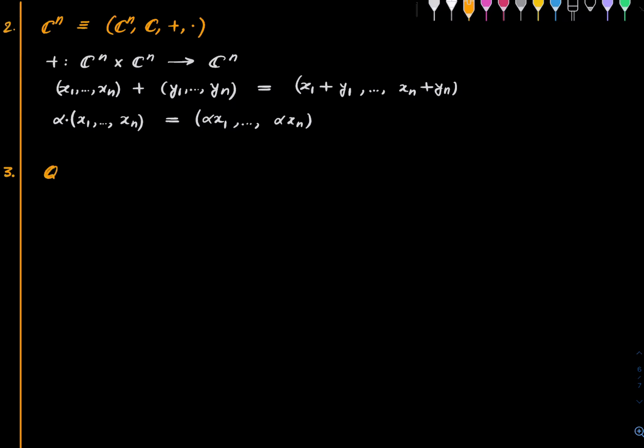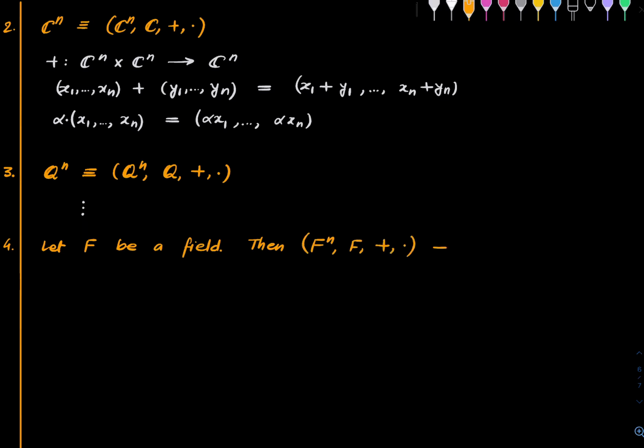Third is rationals. We could have done this first, but anyway. Same thing, just repeat. Coordinate-wise addition and coordinate-wise multiplication. All of these examples can be put in a single umbrella. Let F be a field. Then (F^n, +, ·), which we just simply write as F^n, is a vector space, where of course, what is the addition? The coordinate-wise addition and the coordinate-wise multiplication.